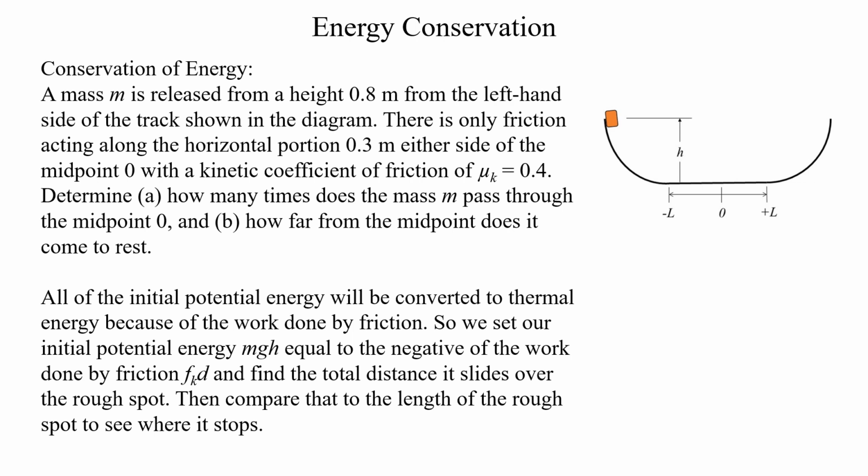So we just set our initial potential energy, mgh, equal to our final thermal energy, which is the frictional force times the total distance. Then, once we have the total distance, we compare that to the length of the rough portion, and the rough portion then has a total length of 0.6 meters. And then we can figure out how many times it went across and where it ends up.